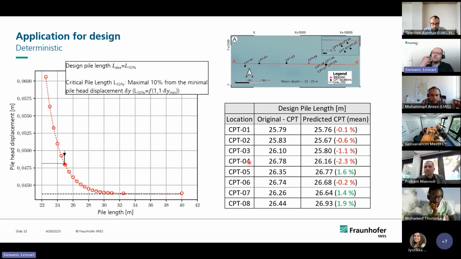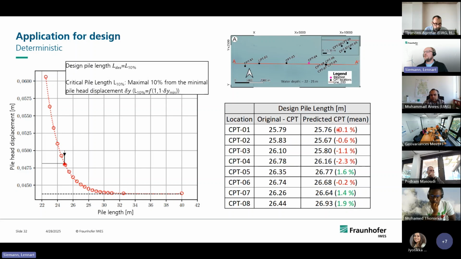And when we're looking at it deterministically, we have some results here. So we started with a deterministic view on the whole thing with a mean of the predicted profile. And this was very interesting to see for me, at least, because we see here for the different locations of the CPTs, we see the design, so the length of the monopile for the true measured CPTs compared to the predicted CPTs. And you see that there's not much difference actually in length of the pile.